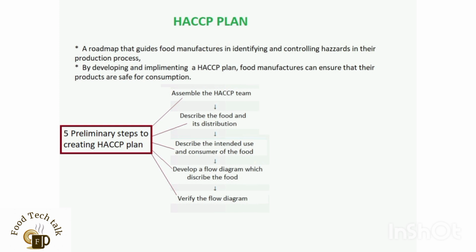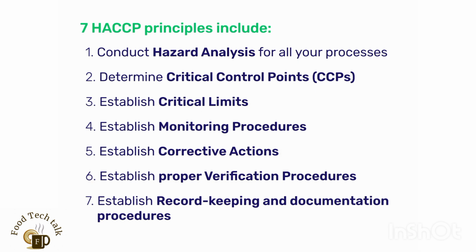There are five preliminary steps to creating a HACCP plan. First one is assemble the HACCP team. Next, describe the food and its distribution. Describe the intended use and consumer of the food. Develop a flow diagram which describes the food. Verify the flow diagram.